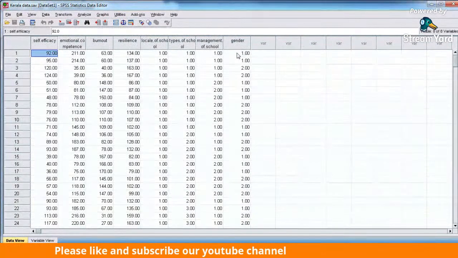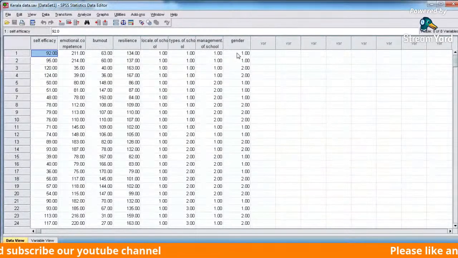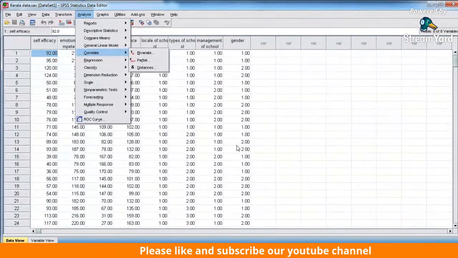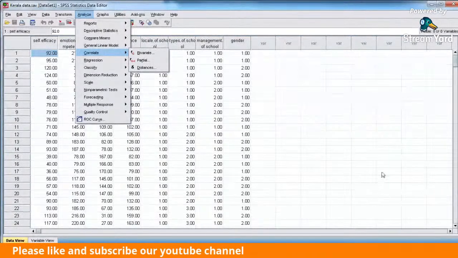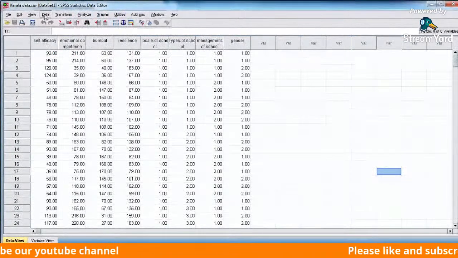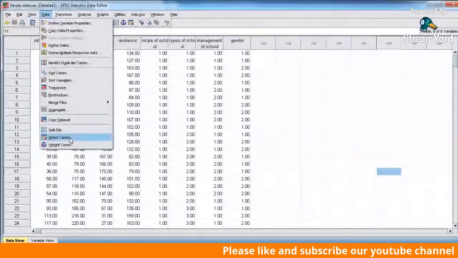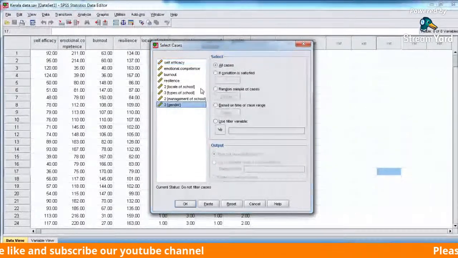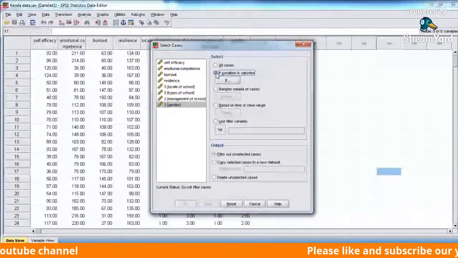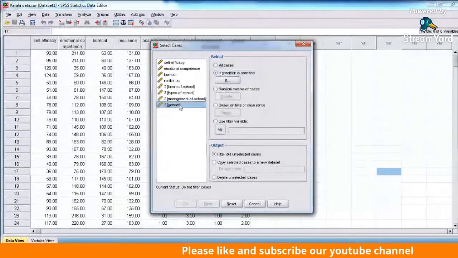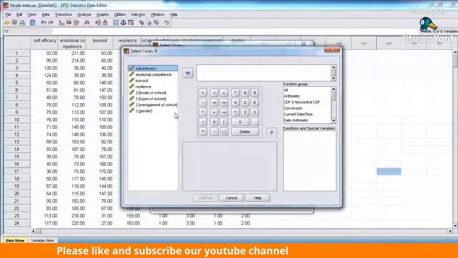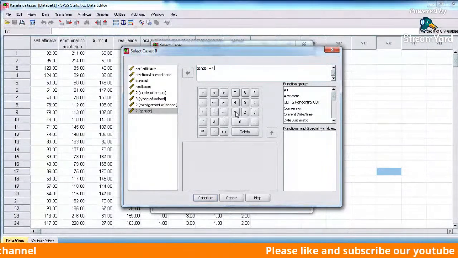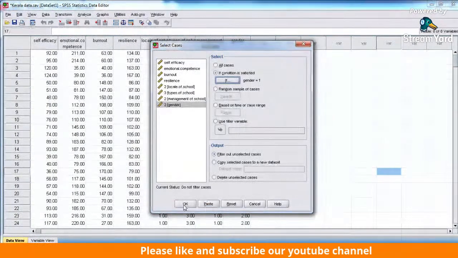Okay, let me first do the analysis and then I will like to do it. So I first go to my data and then I select the cases. Now I want to select for gender. So I have to do this if condition is satisfied, and so I select the gender first, and gender equal to say 1. So let me see what is my result.